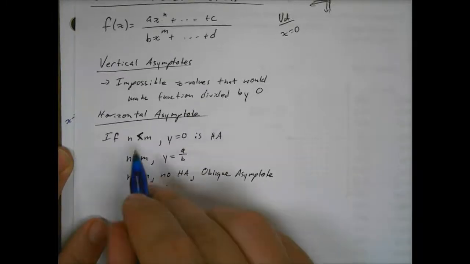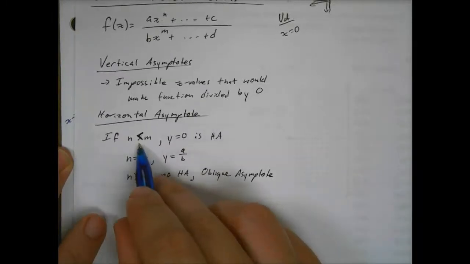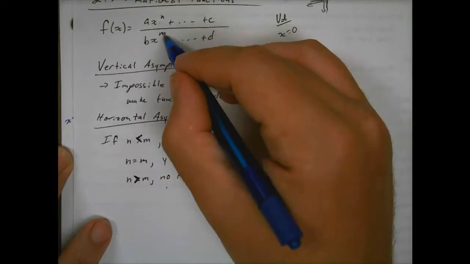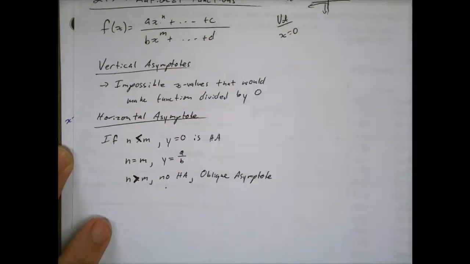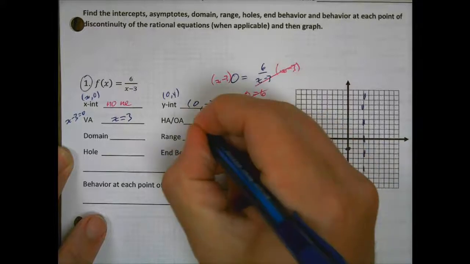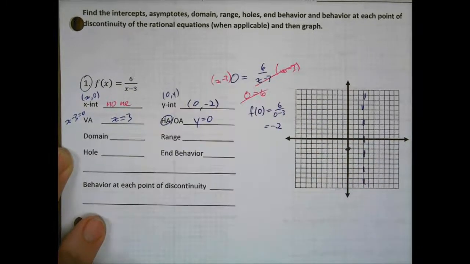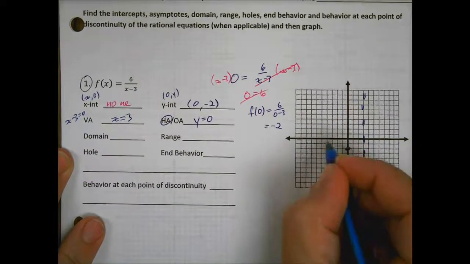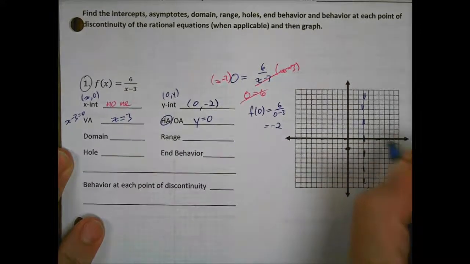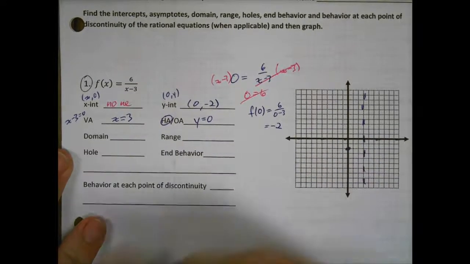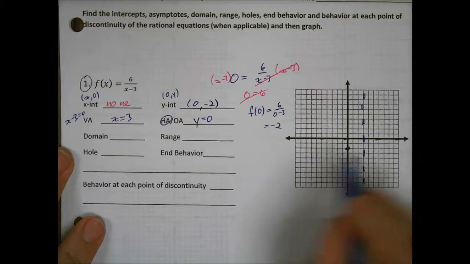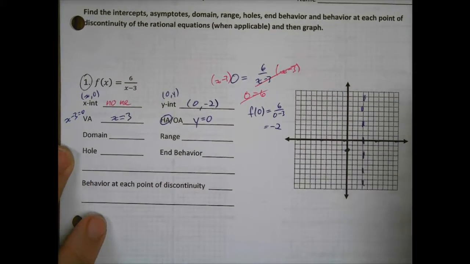So that would be this case right here. Our numerator is less than our denominator, so this is bottom heavy. If it's bottom heavy, y equals 0 is our horizontal asymptote. You can't really see it because it's super black. We have an asymptote when y equals 0. Domain, range, all that stuff we'll get to in a little bit.